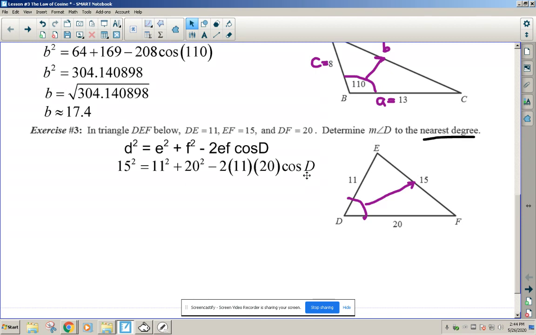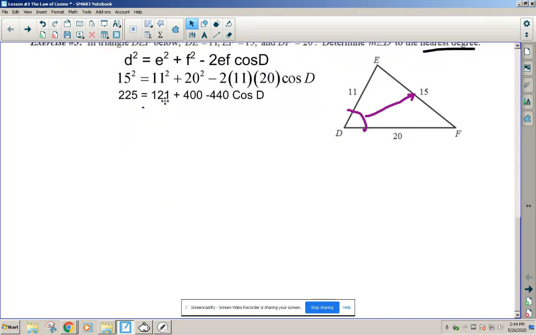Here's where the order of operations is really, really important. Take your time. 11 squared is 121. 20 squared is 400. Now, guys, this is multiplication. More important than addition or subtraction. I have to multiply these guys to get 440. And then when I think about, again, the order of operations, adding these two together, I can do. These are two individual numbers. But this 440 is being multiplied by the cosine of D. I can't touch it yet.